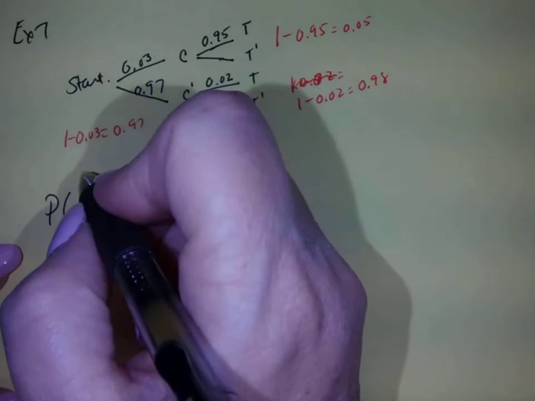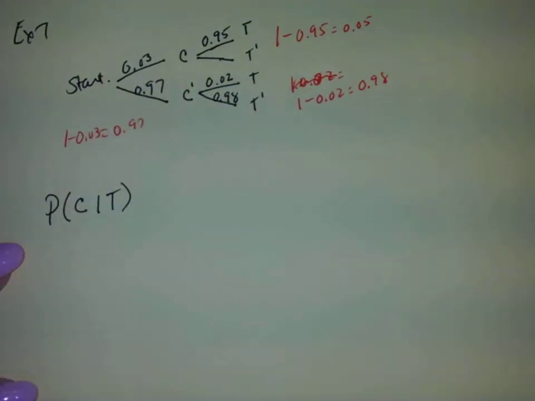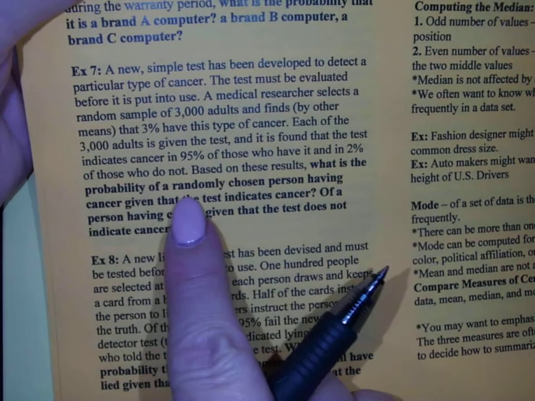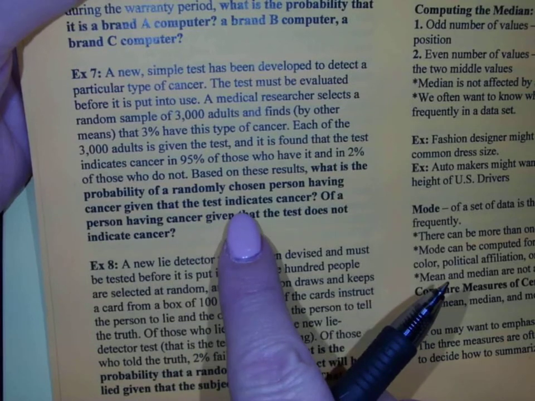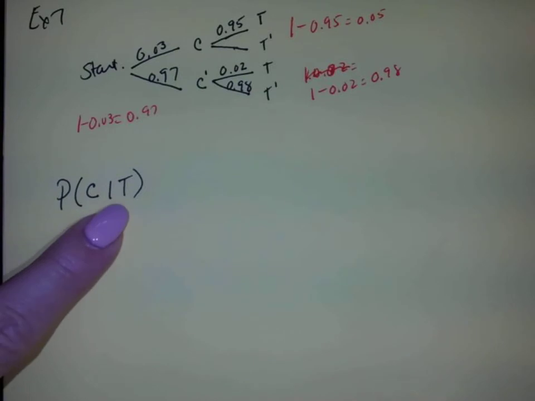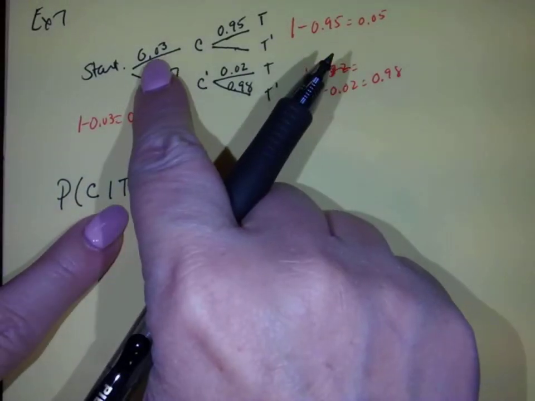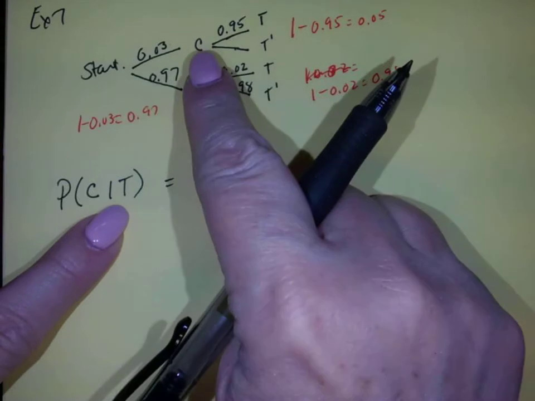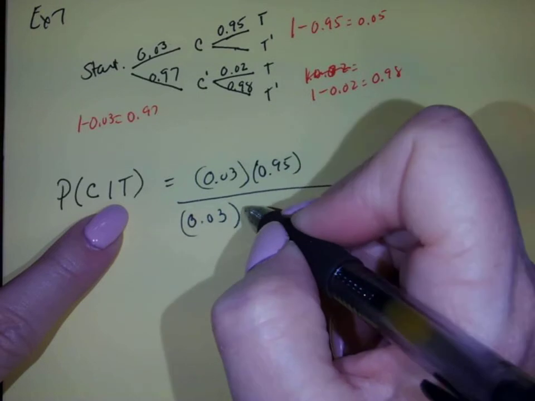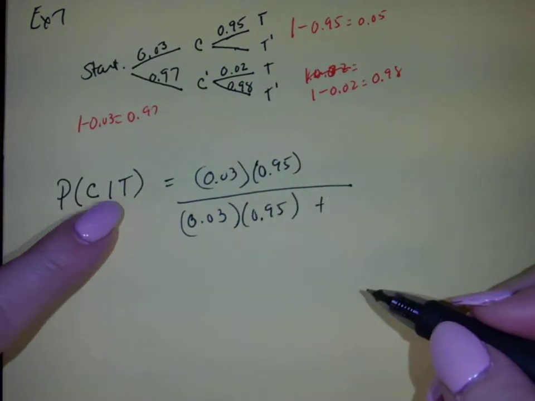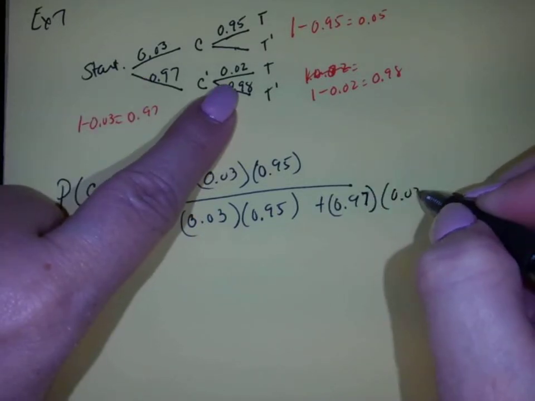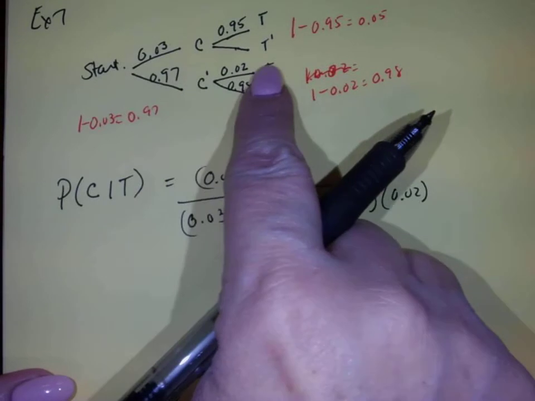All right, so we're looking for the probability of cancer given that the test indicates cancer. Because we're looking for what's the probability of a randomly chosen person having cancer given that the test indicates cancer, and then of a person having cancer given that the test did not. So they have cancer given that the test said they do. So cancer would be 0.03. Test says they do. So 0.03 times 0.95, and then we have to go the other route of 0.97 times the 0.02, because we're going with the T's on both of those.